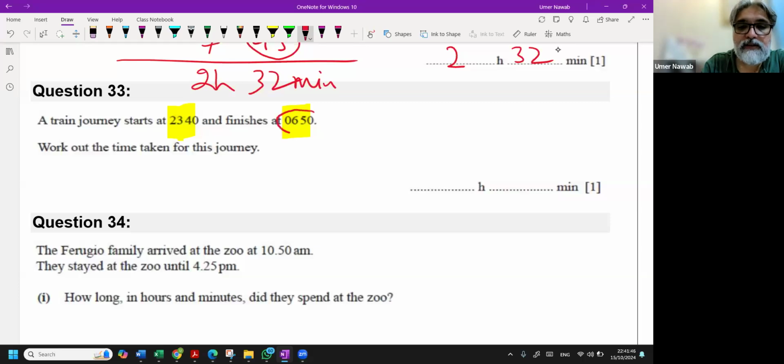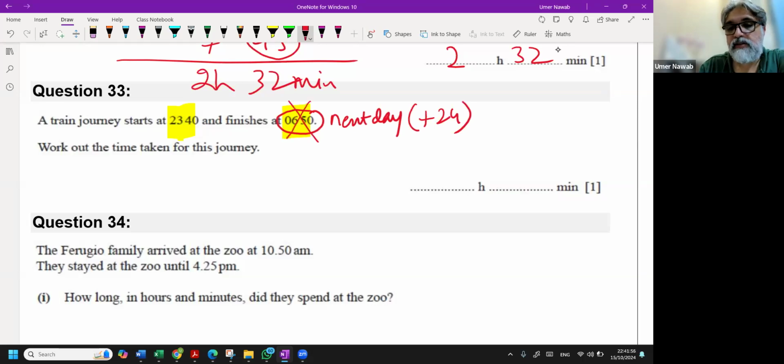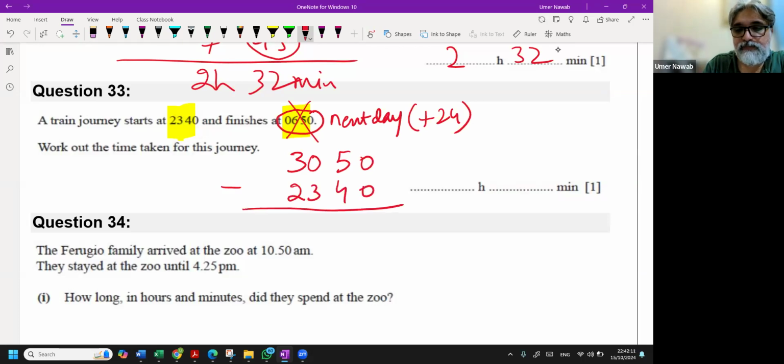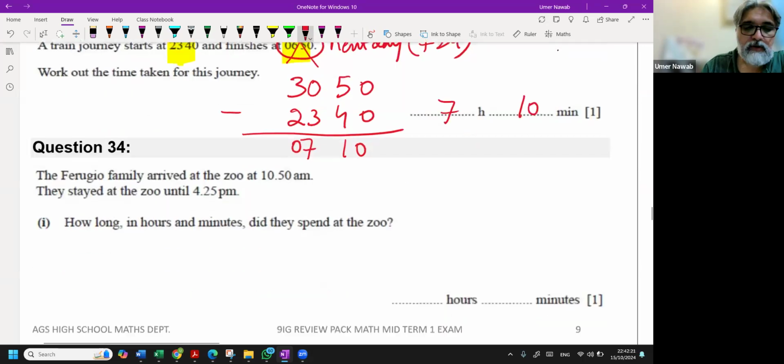One thing is interesting. This is the next day. Whenever in the exam it gives you the next day, you have to add 24 into it. So I'm not going to consider this as 0650, but it is 3050 as I added 24 into it. So 3050, subtract 2340 from it. So 50 minus 40 gives you 10, and 30 minus 23 is 07. So 7 hours and 10 minutes.